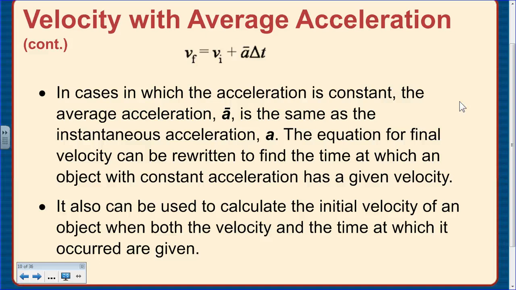The equation for the final velocity can be rewritten to find the time if we needed to get the time. In other words, if I give you the acceleration and the velocity, you could figure out the change in velocity, and you could figure out how long the time is. There are 4 different things here. If I give you 3 out of the 4, you could figure out the 4th. That's all this is saying.